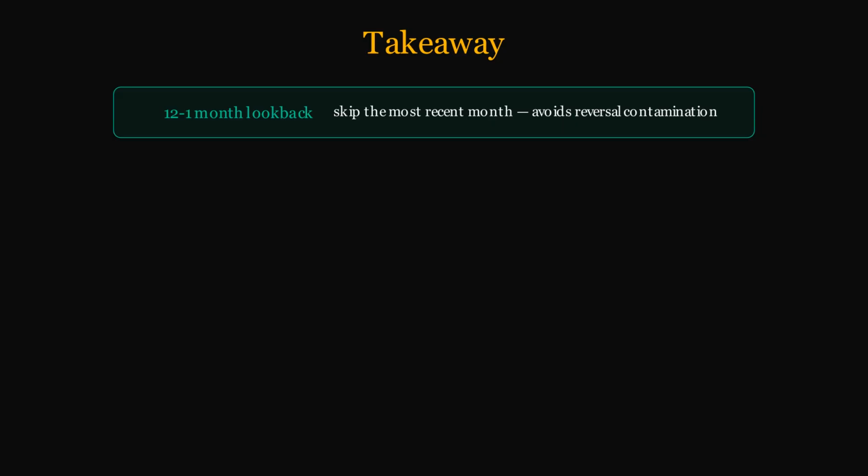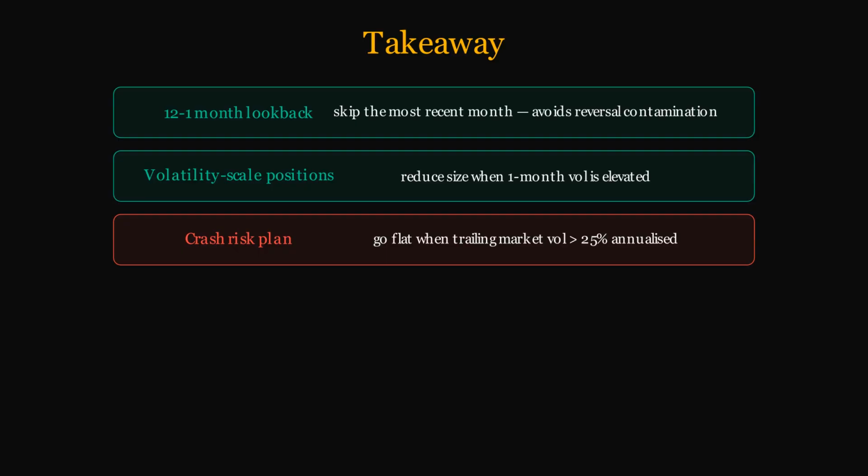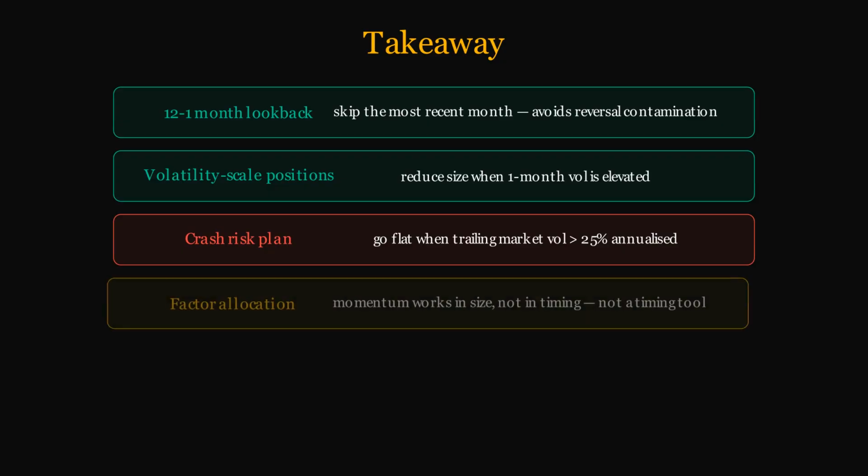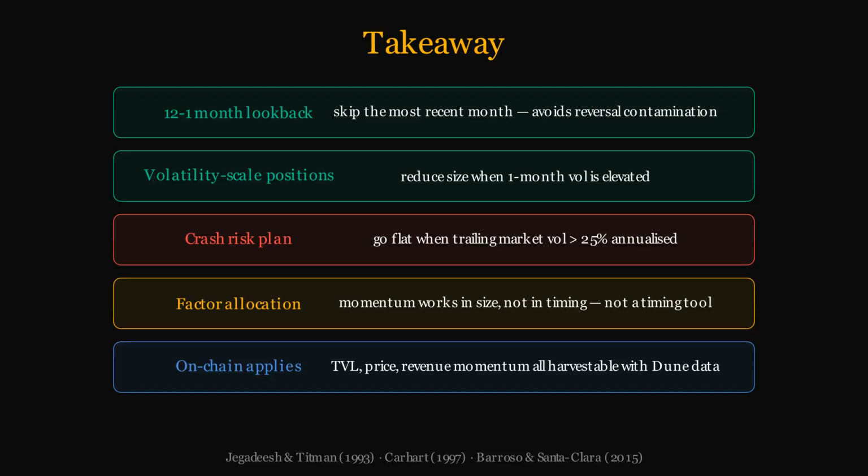Momentum is real, persistent, and harvestable. Rule 1. Use 12 to 1 month lookback and always skip the most recent month. Rule 2. Volatility-scale your positions, reduce size when 1 month volatility is elevated. Rule 3. Have a crash risk plan, go flat when trailing market volatility exceeds 25% annualized. Rule 4. Treat momentum as a factor allocation, not a trading strategy, it works in size, not in timing. Rule 5. DeFi momentum is implementable with on-chain data today.